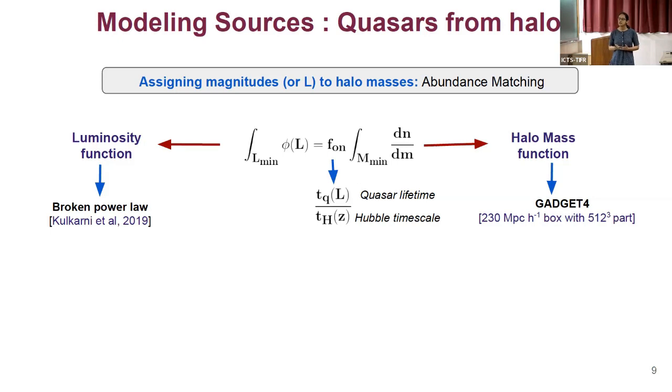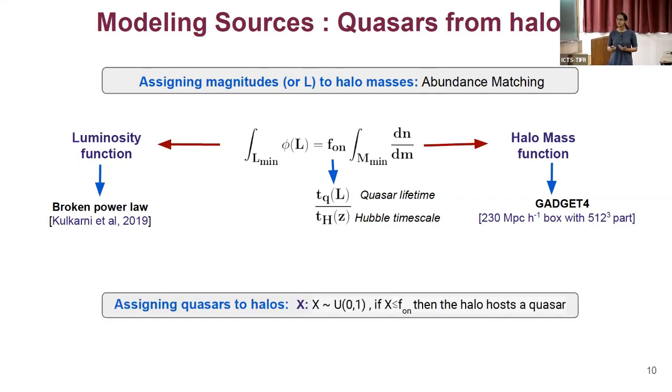Here T_Q is the quasar lifetime, the time over which a quasar has been active, and this is compared to the Hubble timescale. For the luminosity function, we use the empirical measurements from Kulkarni et al. 2019, and using this we can assign luminosities to halos. Now, how do we select our halos? We loop over all the halos in our N-body simulation and choose a random number between 0 and 1.